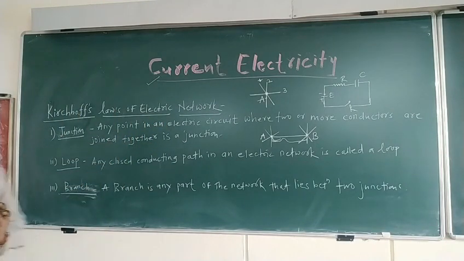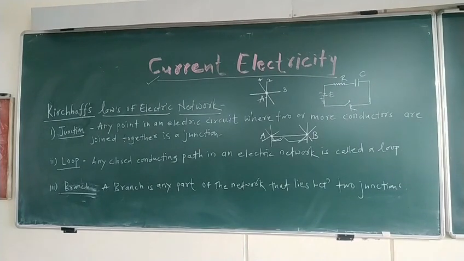These are the three simple definitions. Junction: any point in an electric circuit where two or more conductors are joined together. Loop: any closed conducting path in an electric network. Branch: any part of the network that lies between two junctions.